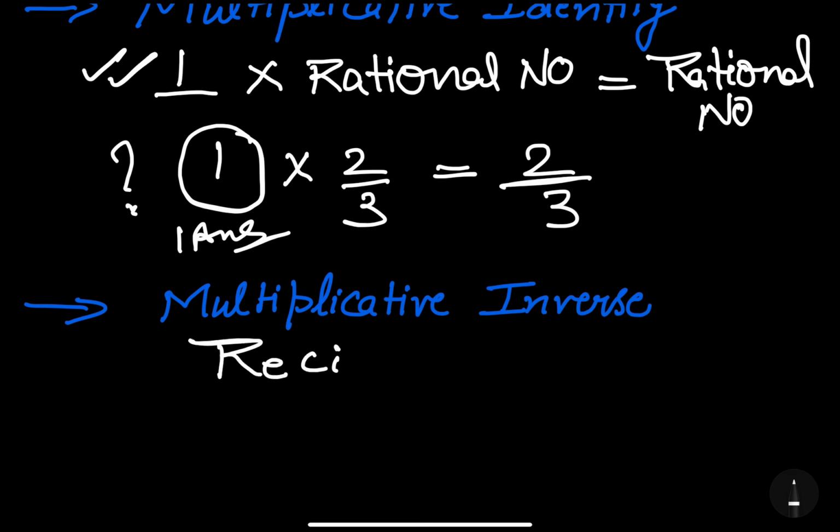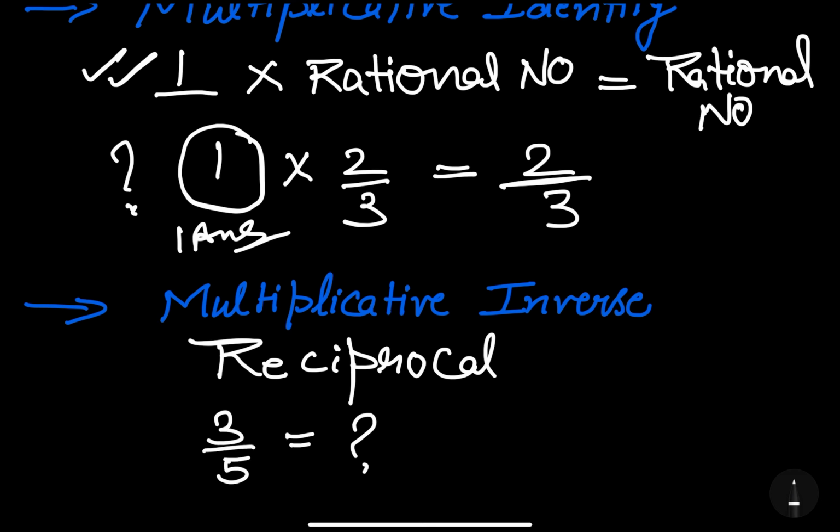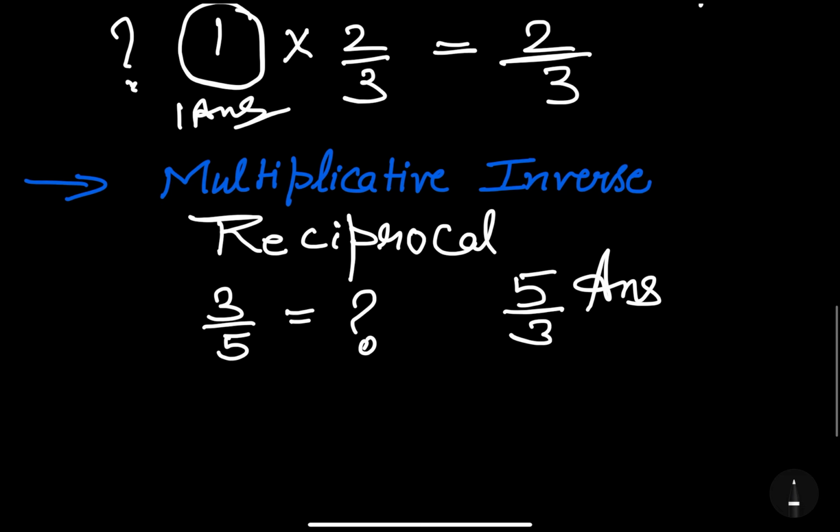Reciprocal of any rational number is called its multiplicative inverse. Example: what is the multiplicative inverse of 3 by 5? If I ask you, it is what? 5 by 3. That is our answer. Multiplicative inverse is just the reciprocal I am taking.